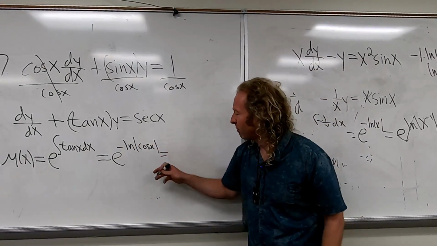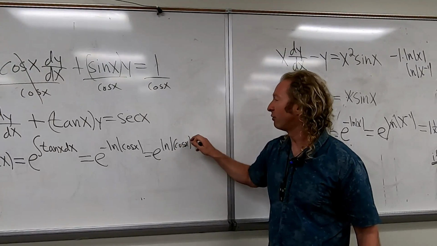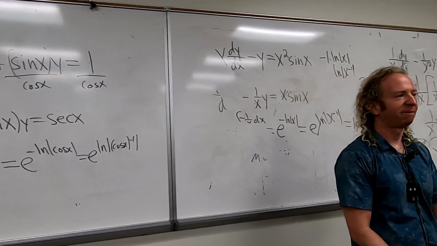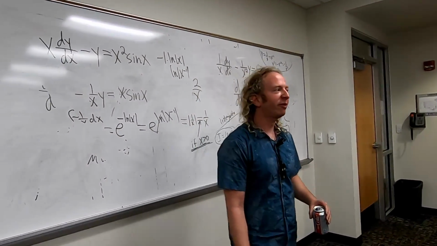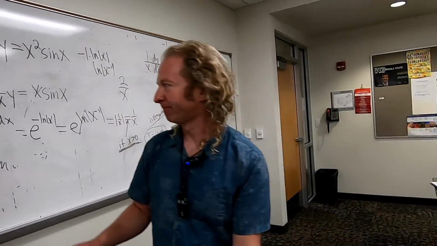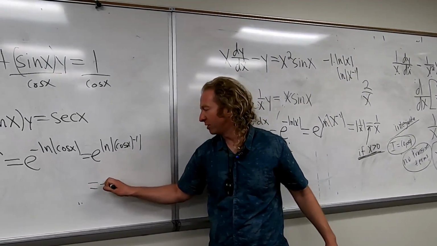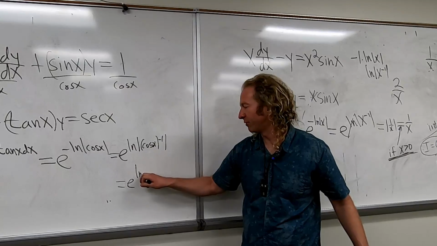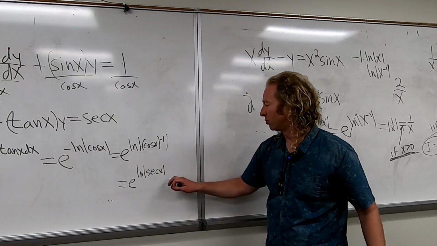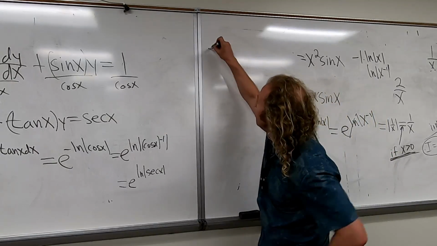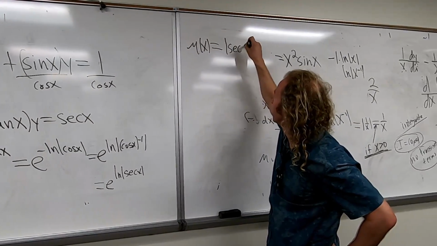Now you can take this negative and bring it up. So it'll become cosine x to the negative 1, using the power rule. This is actually secant, right? It's the evil secant. 1 over cosine is the evil secant function, secant x. So mu of x is equal to the absolute value of secant x.